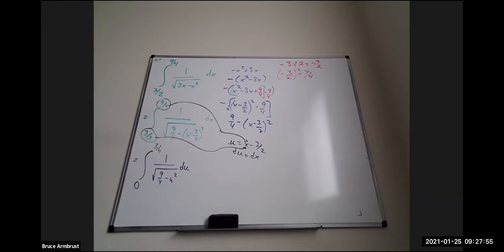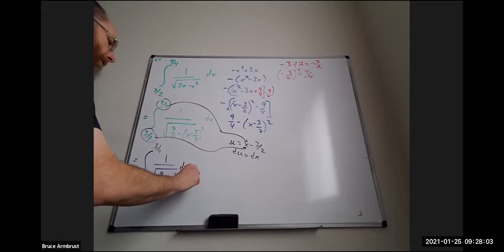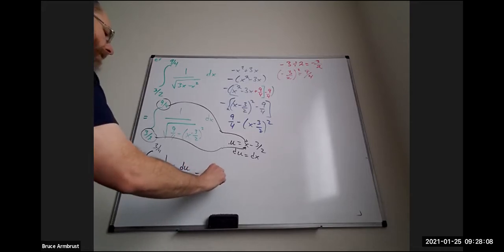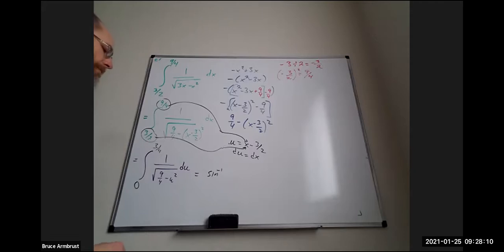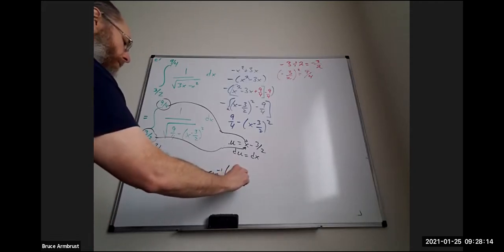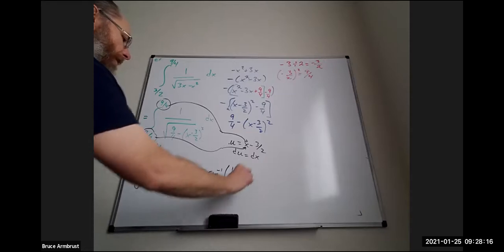All right, but now we're ready to go. Now we're ready to get our inverse sine. Okay, so when we anti-differentiate this, we're going to get inverse sine of u over a. So it's going to be u over 3/2.